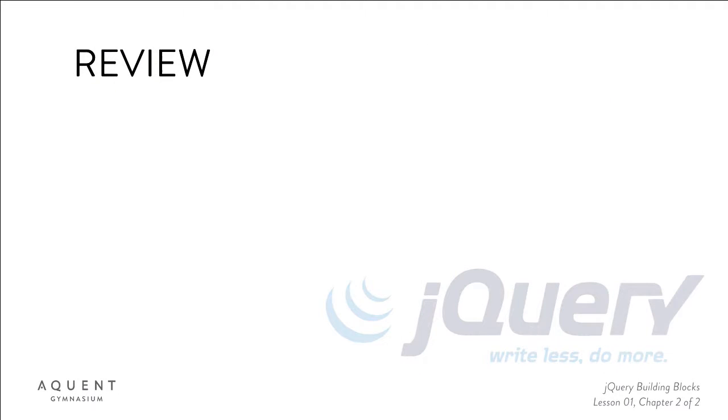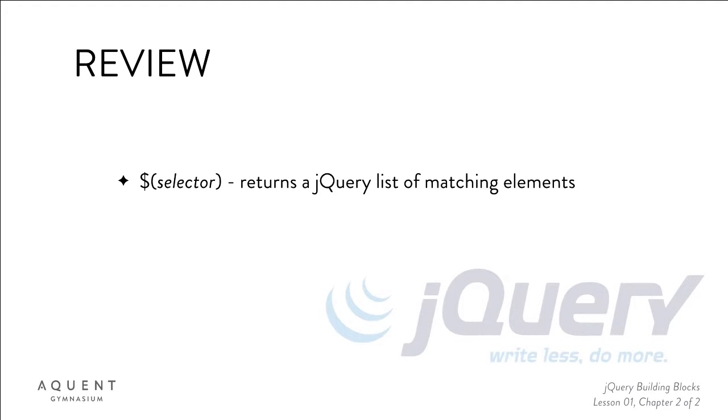So, to review. The dollar sign is jQuery, right? It's your window into jQuery's view on your website. It's both a function and an object, which is a fact that has implications that we'll explore more later. As a function, if you pass a string, it's going to return a jQuery list of matching elements. And that string is just a CSS selector using the CSS notation that you're familiar with.